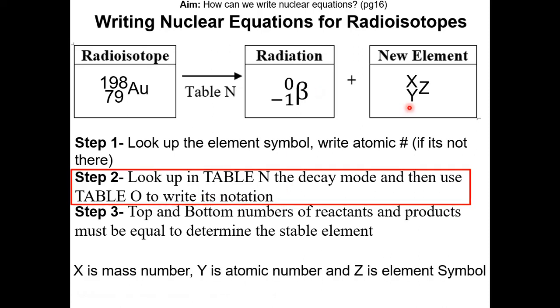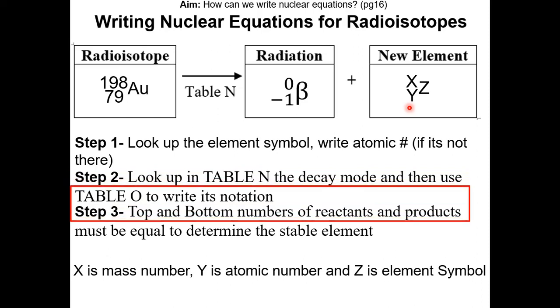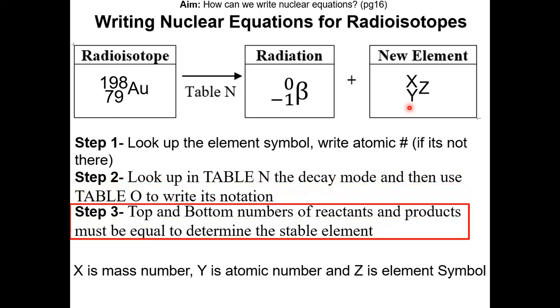To figure out the new element, we have to work backwards. We know the sum of the top numbers on both sides are equal, and the sum of the bottom numbers on both sides are equal. So we have to calculate backwards to determine the new element. X is our mass number, Y is the atomic number, and Z is the element symbol. So we have to work backwards to figure out each variable.